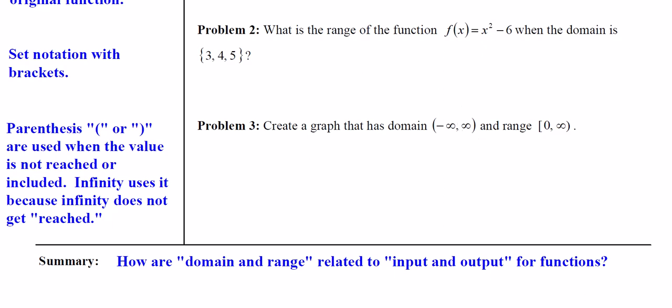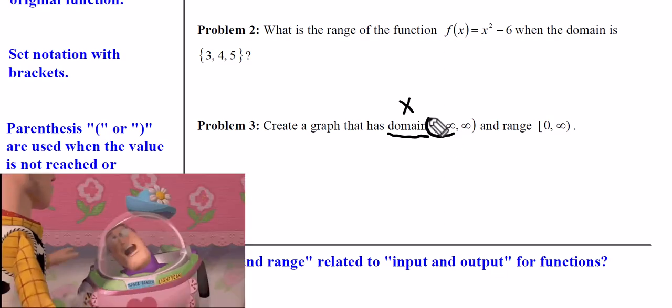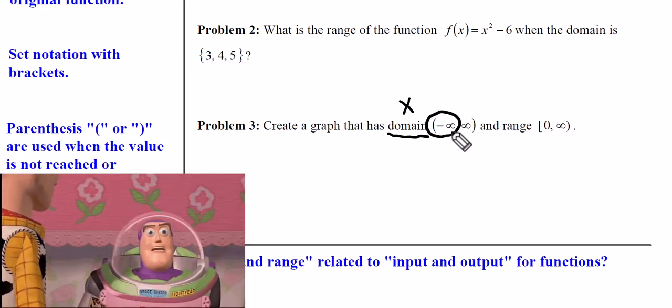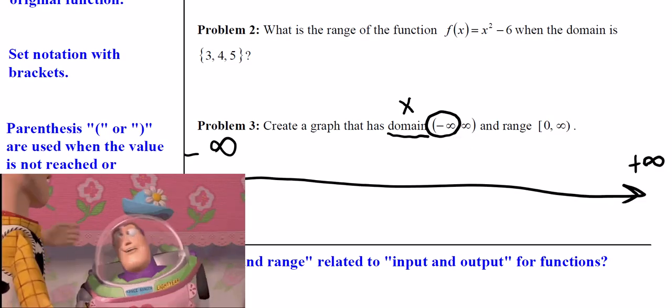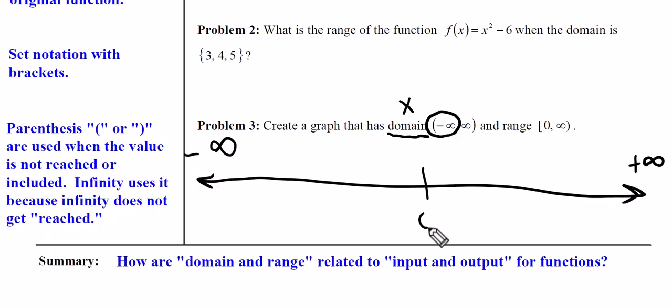So what we're being asked to do is to create something that has an x axis, left and right, that goes on forever to the left, right? Negative infinity means I'm going forever. And then it goes to the right forever. So for example, if we were looking at the number line, this is pretty much what we're doing, right? We're going forever to the left, we're going forever to the right, because the domain is the x values.